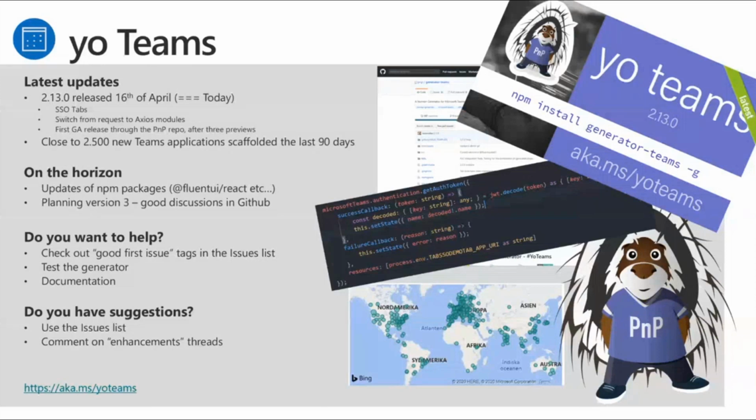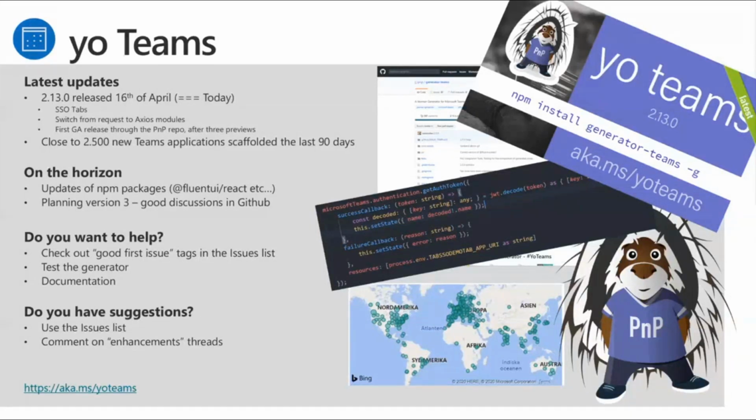There are a couple of other updates in this one as well. We switched out the old request npm package for the Axios npm package instead. A couple of small updates and changes, and we have about 2,500 applications scaffolded over the last 3 months, which I think is cool. We're looking into the next version of both the version 2 branch and the version 3 branch. First of all, in the version 2 branch, we're going to update the Fluent UI React versions to later ones. And version 3 will contain some major refactoring of the project.